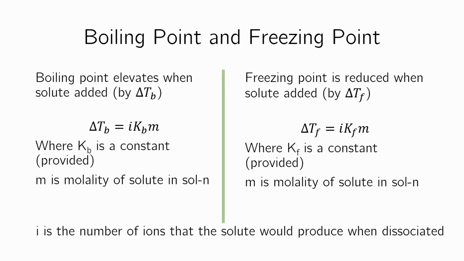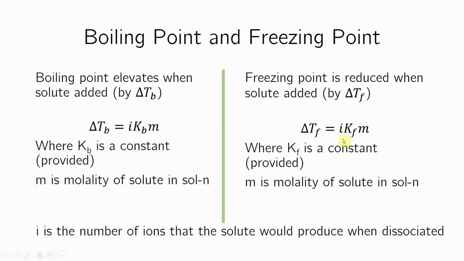And the equation is quite similar for both of them. The change in temperature of boiling is equal to this factor i times this factor K times the molality of the solution. Molality, not molarity, but molality of the solution. K is specific to the solvent, and it's provided in any question you may be asked. And i is the number of ions that the solute produces when it dissolves in the solvent. And this delta T is how much the boiling temperature increases by from the pure solvent.